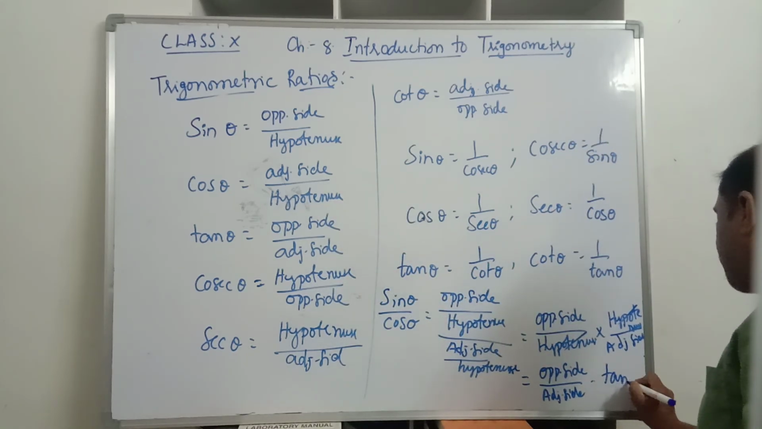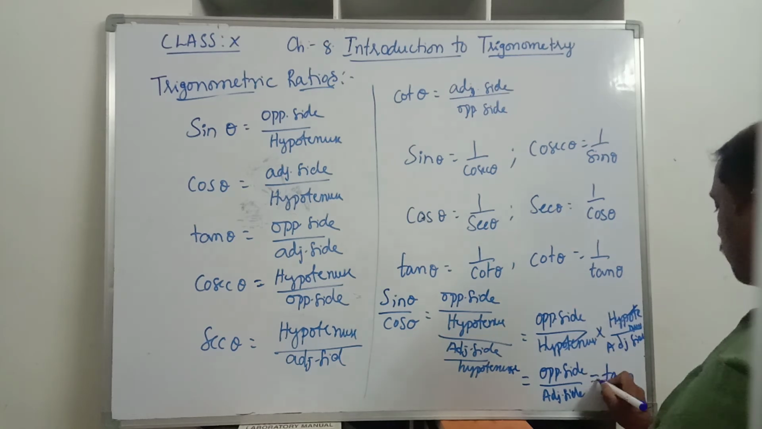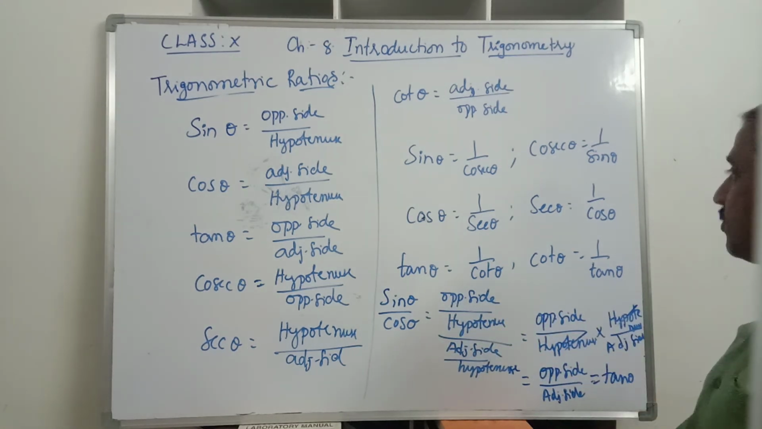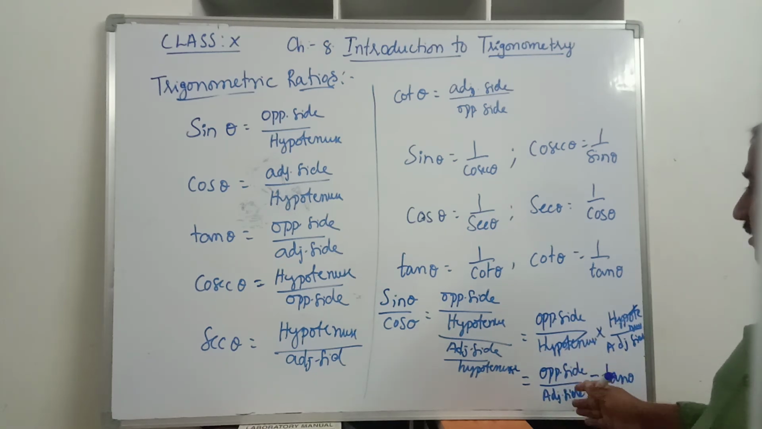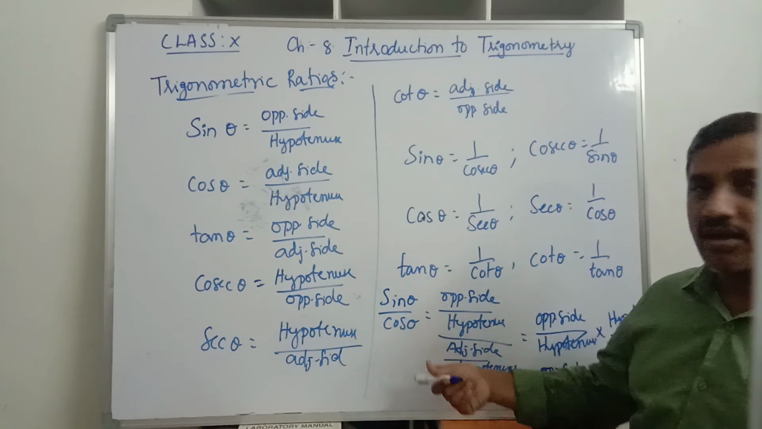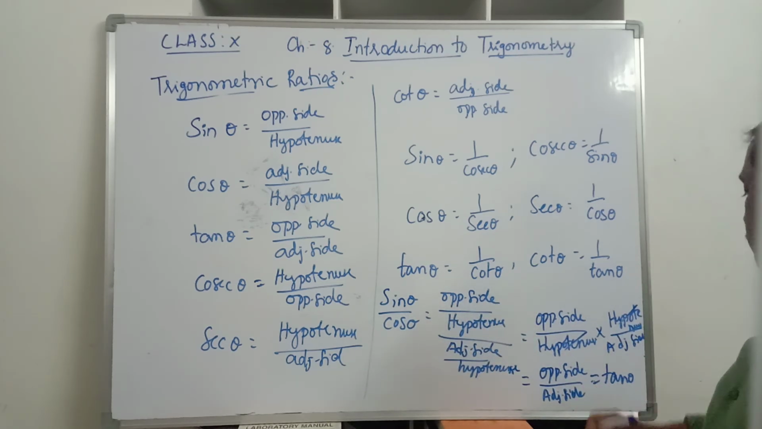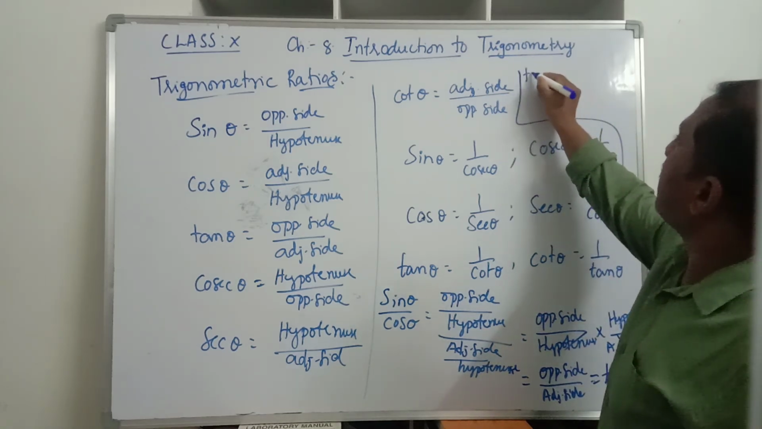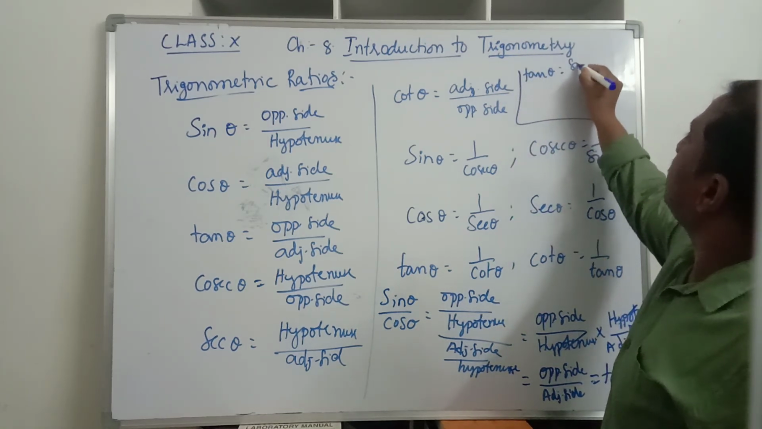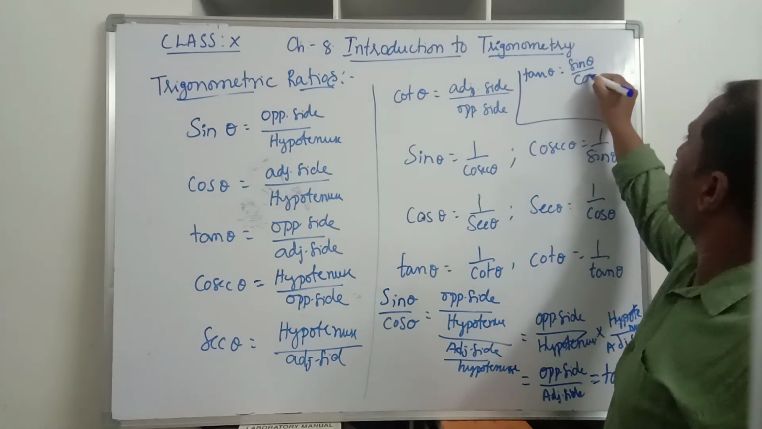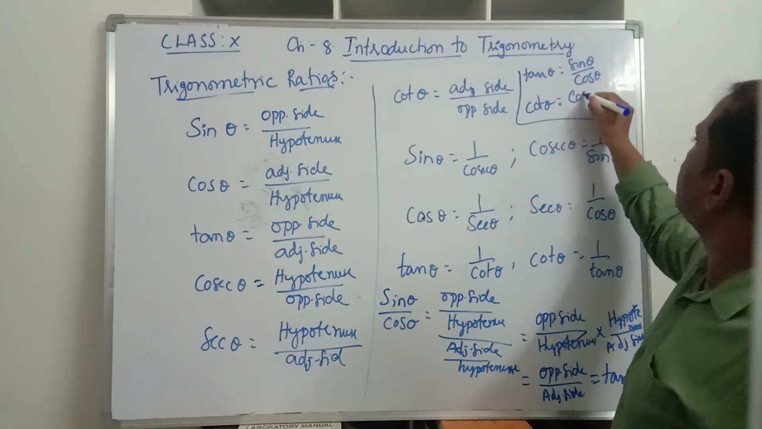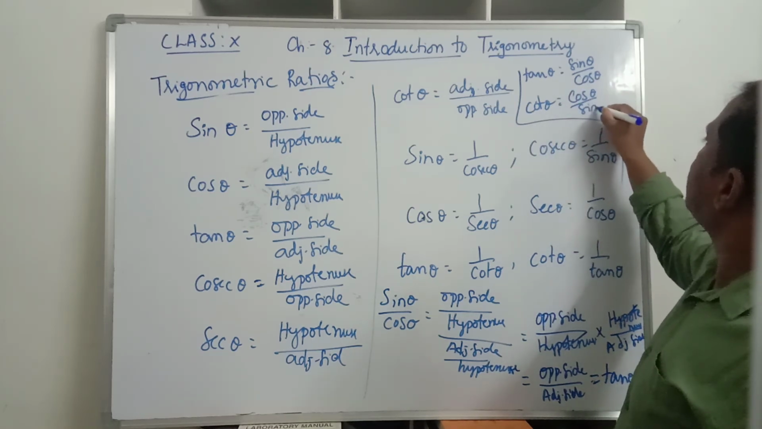So therefore what we can say here is tan theta is equal to sin theta by cos theta, and the reciprocal, cos theta by sin theta, is cot theta. So tan theta is equal to sin theta divided by cos theta. Similarly, cot theta is equal to the reciprocal of this one, cos theta divided by sin theta.